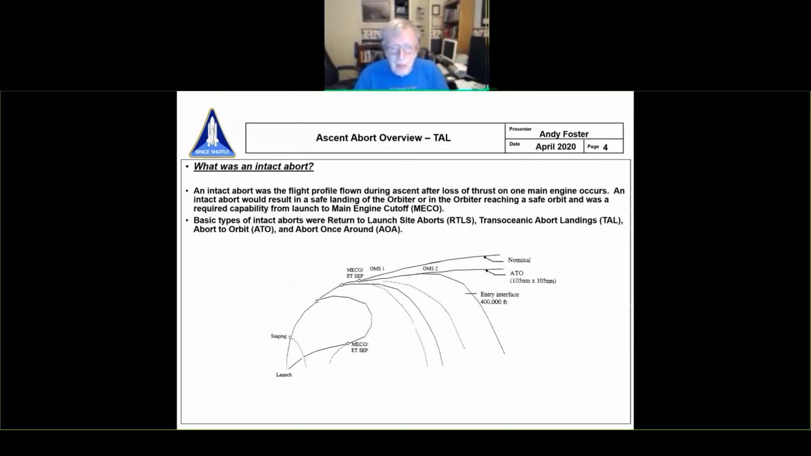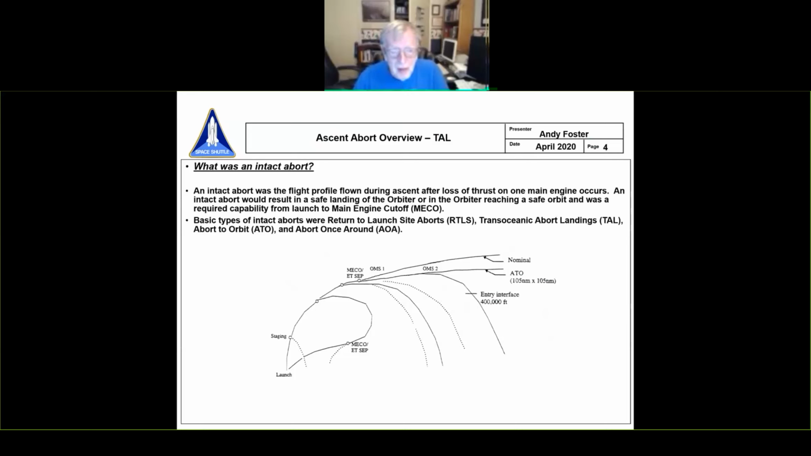Got everything back in one piece, got the crew back in one piece, and turn around and fly the orbiter again, supposedly. And so the types of intact aborts were return to launch site, transoceanic abort landings, which started off as transatlantic abort landings until we were going to fly off the west coast, and the name changed and we never went back. And then abort to orbit, abort once around.